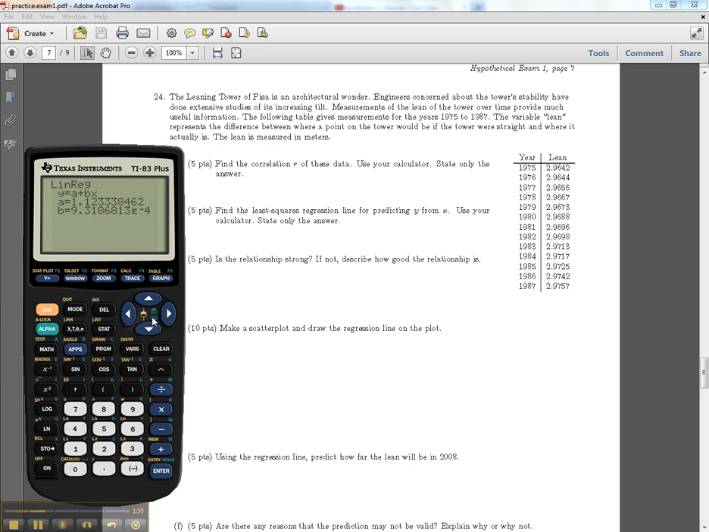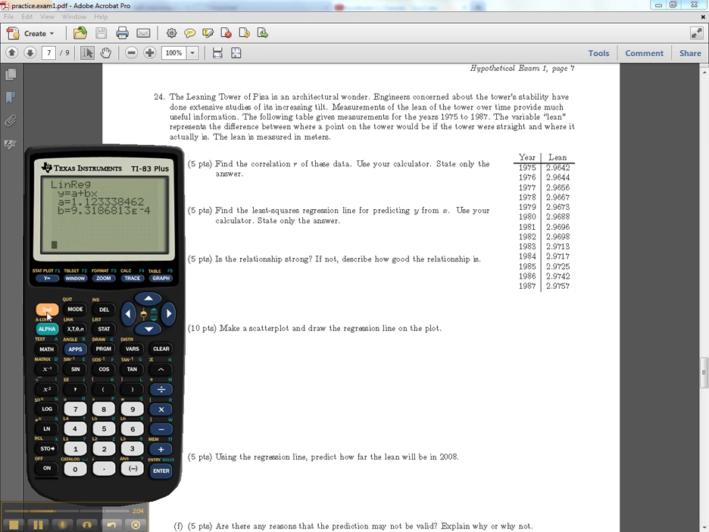And then look at that, it spits out our slope, which is B, and our y-intercept A. Notice that the e to the -4 means it's times 10 to the -4. So it's a really, really small number. It should be 0.000931 as a slope. If you've noticed, R isn't shown here.